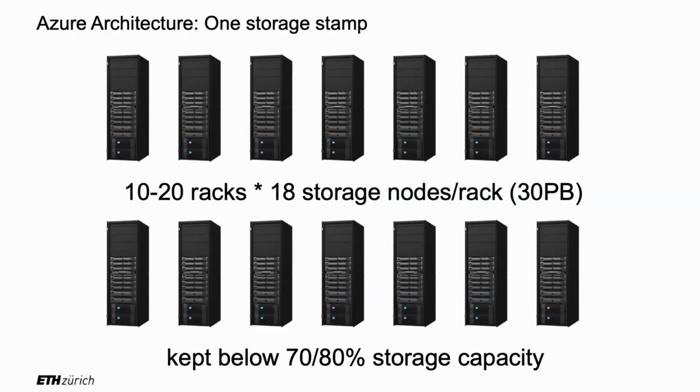All right, the way it works in Azure is that they have these data center rooms with all these towers of machines piled up on top of each other, which we call racks. Typically, they will have maybe 10 to 20 racks in a room. Every rack has 18 machines with a lot of drives in them. If you do the multiplication with all the drives, it's roughly 30 petabytes in one data center room. And they call that a storage stamp.